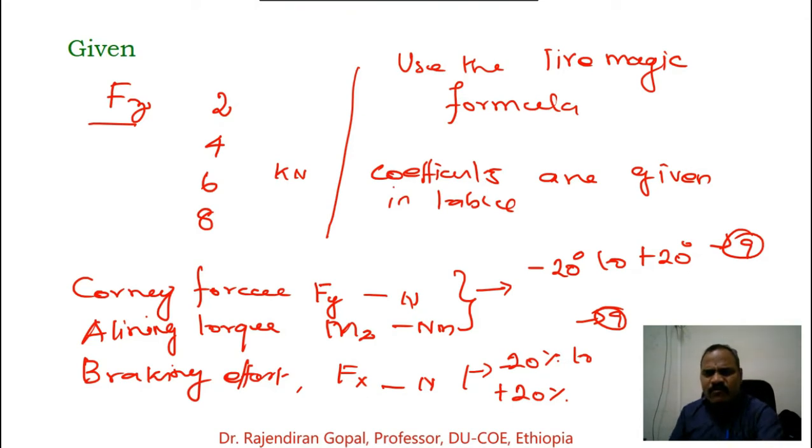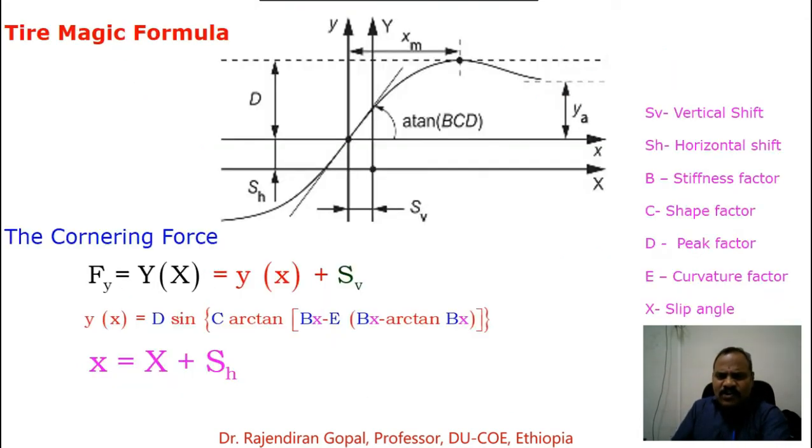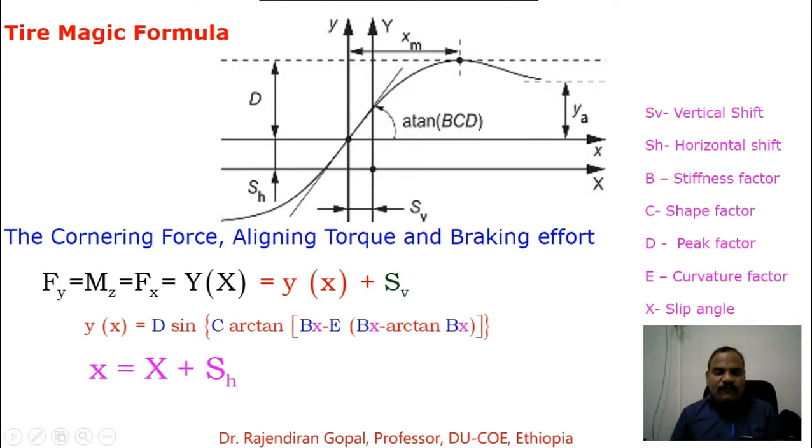First we have to identify what this magic formula is. This figure shows the tire magic formula where this point is the origin 0, 0 and this origin is shifted as vertical shift SV and horizontal shift SH. In the magic formula the cornering force, aligning torque and braking effort can be found from a single formula: Fy, Mz, Fx, that is equal to capital Y of x is equal to small y of x plus SV. This SV is the vertical shift.